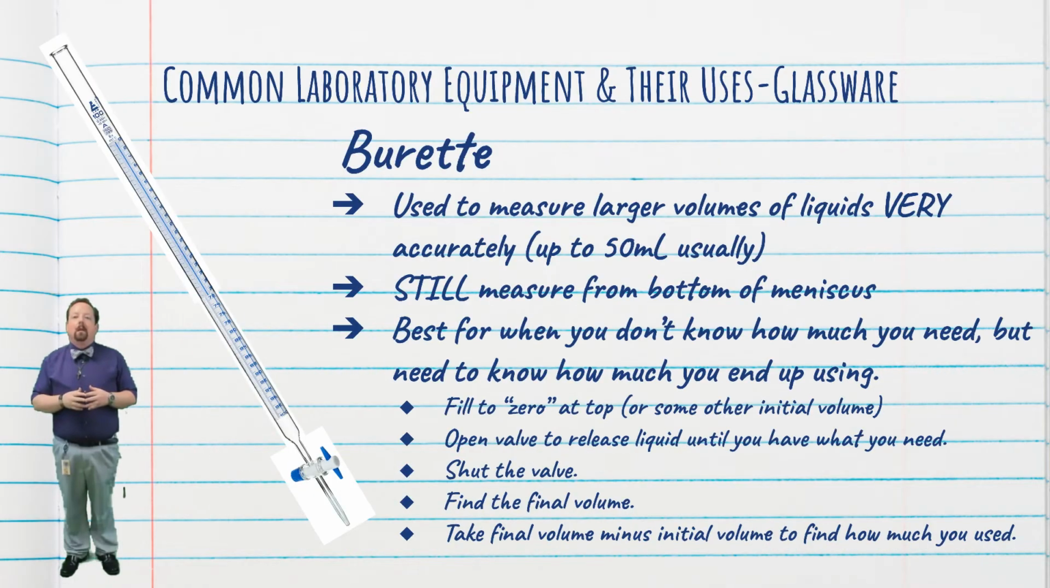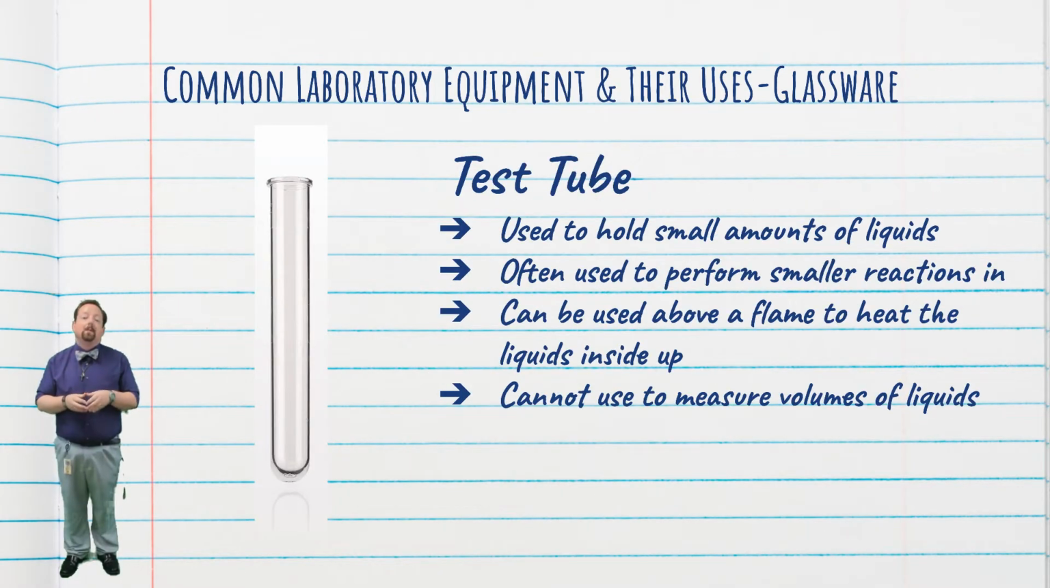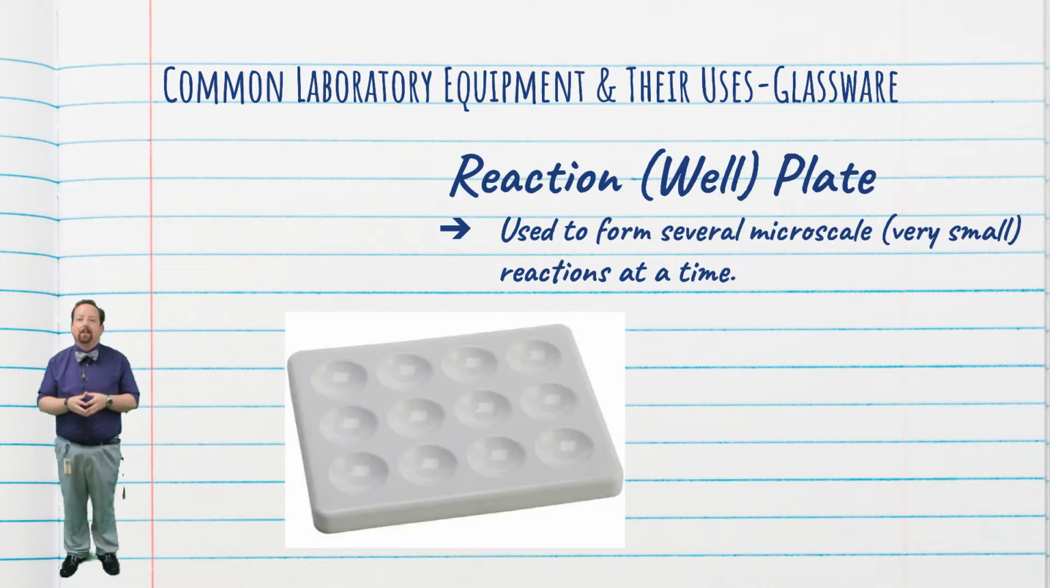milliliters or less. Burettes are also very good at measuring very accurate amounts of liquids, usually up to 50 milliliters, and these are especially useful when you don't know exactly how much you're going to need, but you need to be able to measure it after you've used it. Test tubes are great for performing small reactions in, or heating things up over a flame, but you can't measure the volume of a liquid with a test tube.